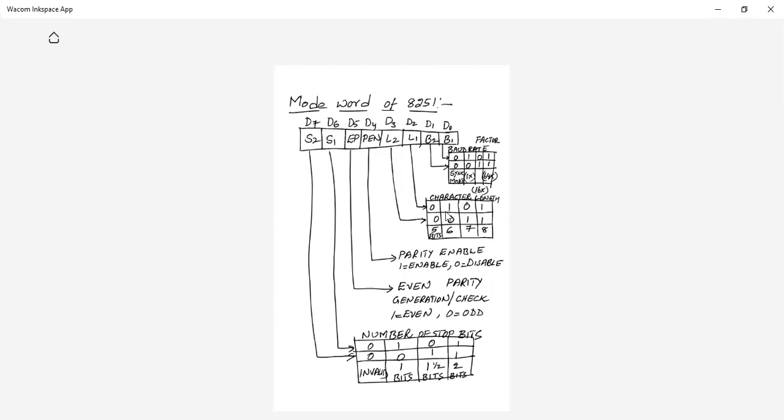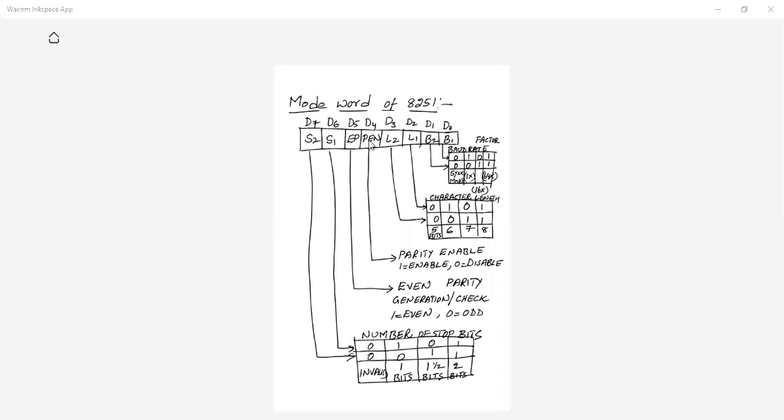So another one, character length. This is the character length, whether we are going to use 5 bits or 6 bits or 7 bits or 8 bits with the help of L1 and L2. Right, in the mode word, D2 and D3 represent the character length. Another one is D4, whether you are going to enable the parity or not. If you are interested, then you can transmit. If you are not interested, then you can disable it with the help of D4 in the mode word.